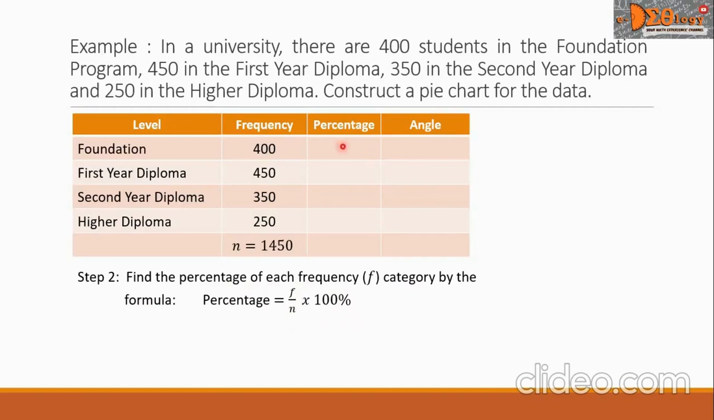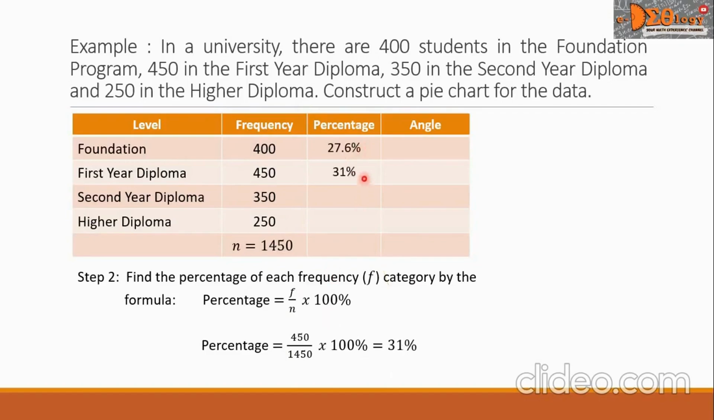Let's start with our first blank here. So we're going to use the 400, and that is the frequency of the first level, divided by the 1450, and then multiply to 100%. And the answer is 27.6%. We will copy this value on this blank, and here we go.